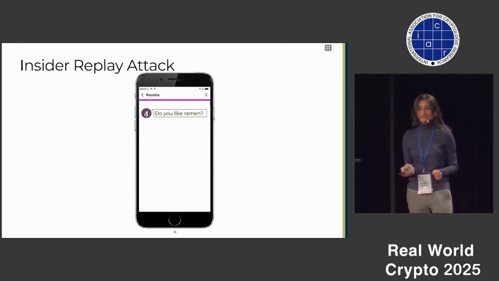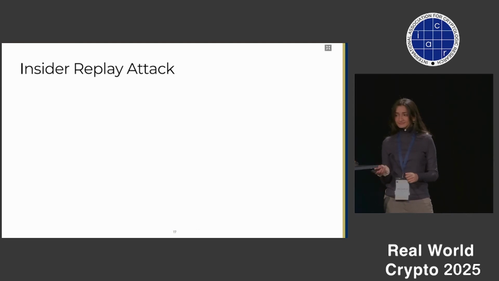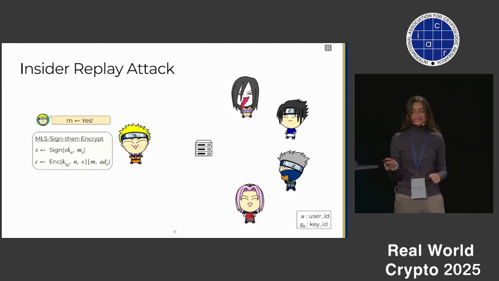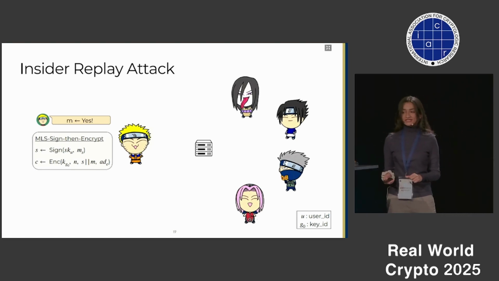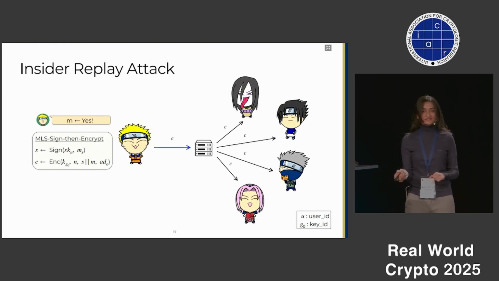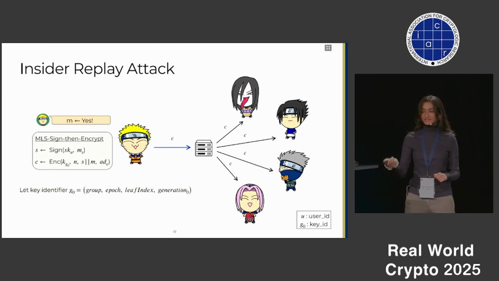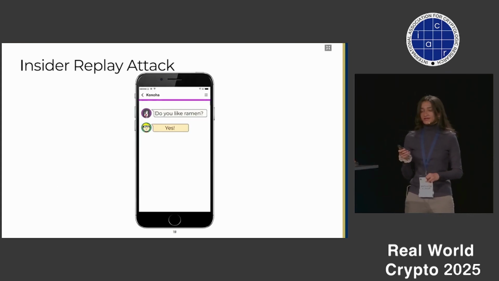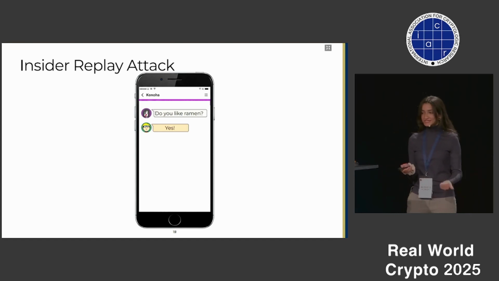So let's picture this group chat where our user asks this benign-looking question. Our honest member responds by saying yes. They first sign this message using their signing key, then encrypt the signature and the message under this encryption key, and broadcasts the ciphertext to the group. Let's say that the identifier for the encryption key is this four-tuple. When members decrypt this ciphertext, their clients will display this message.